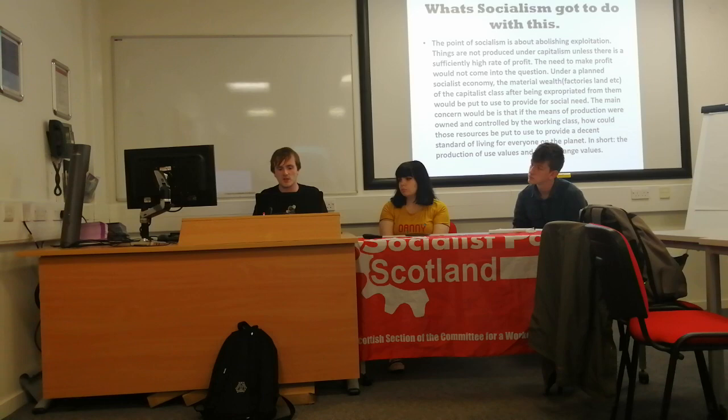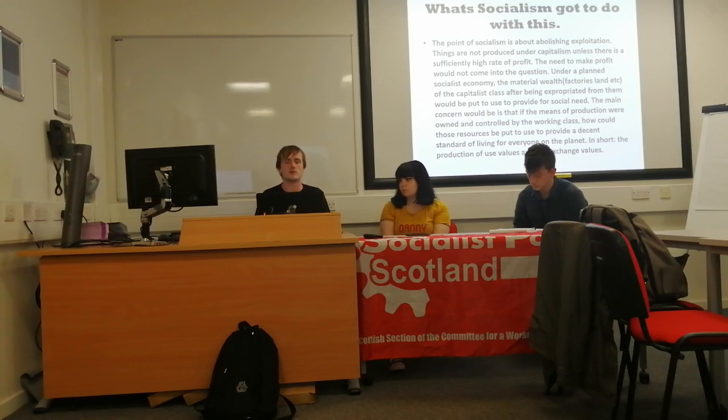And the main concern would then be that if the means of production were owned and controlled by the working class, how could these resources be put to use to provide a decent standard of living for everyone on the planet? In short, we go back to what we talked about at the start, the production of use values and exchange values, producing things for direct use by other people and not for exchange on the market to make profit in that sense.